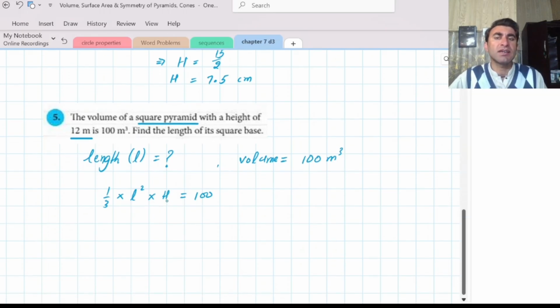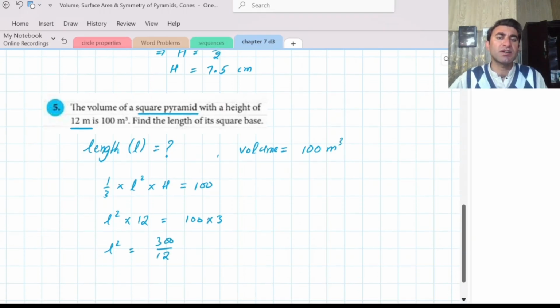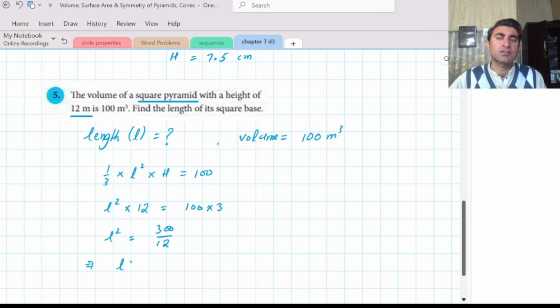We know l is unknown and the height of the pyramid is 12, and I will first move the 3 to the right hand side, so it will become l square multiplied by 12 equals 100 times 3. So l square must become 300 divided by 12, and when I simplify this one, the value for the square of length becomes 225. So as we need the length, it will be square root of both sides, and length shall become 5 meters.